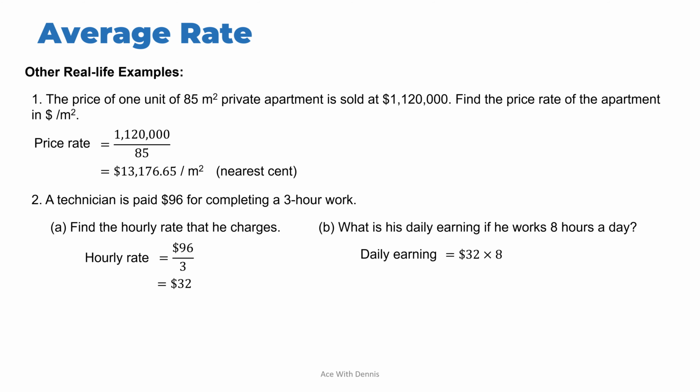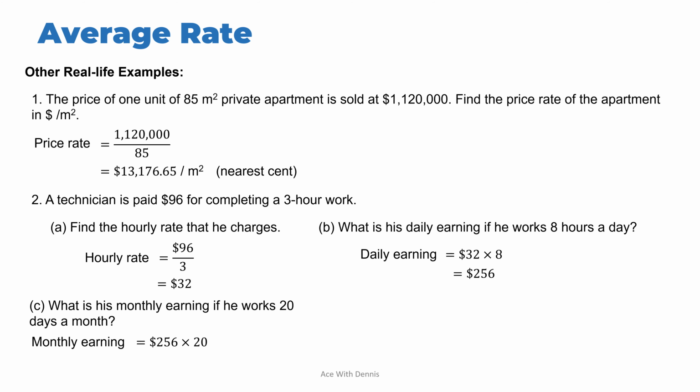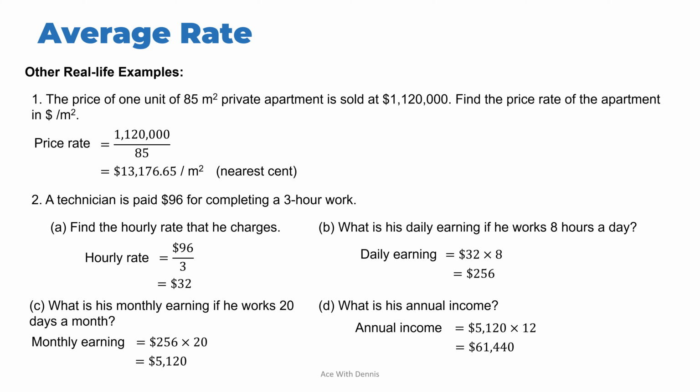What is his monthly earning if he works 20 days a month? The monthly earning will be $256 times 20, which gives us $5,120. And what is his annual income? The annual income will be $5,120 times 12 months, and we get $61,440.